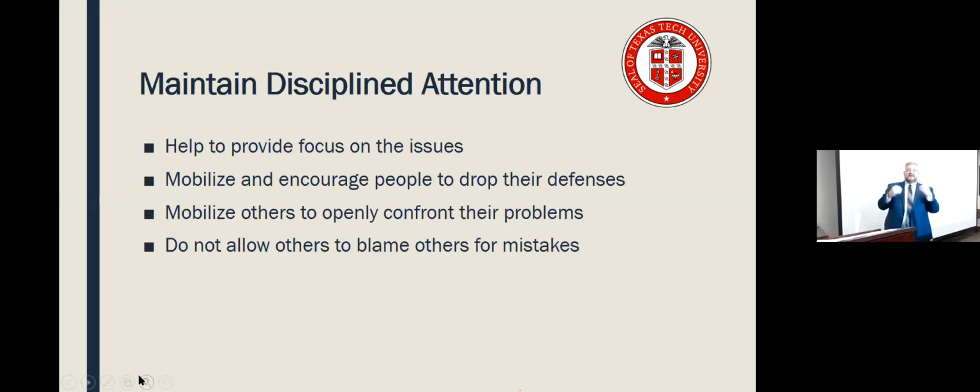Again, you may have to step back on the balcony, take a look at what's going on, and decide if you need to add individuals or what you might need to do. This is also where you support others.